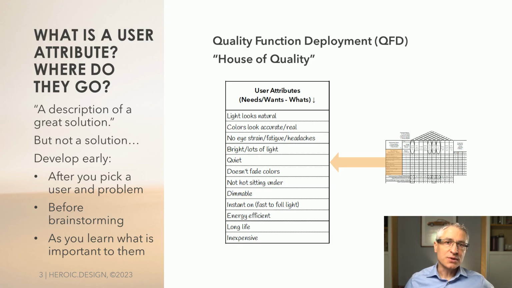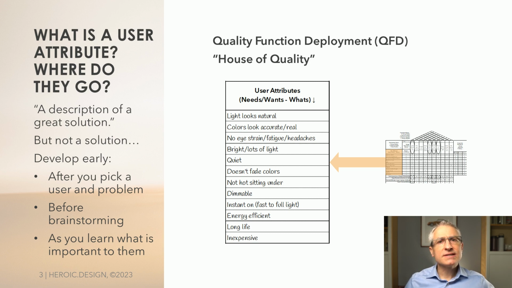A user attribute is simply a description of a great solution. It's also known as voice of customer. But the trick is to describe a great solution without describing one particular great solution. When we get to brainstorming, we describe particular solutions, but right now, the user attributes have to describe all possible great solutions. That's the difference between describing a chair as comfortable versus saying that a chair has a cushion. We'll dig into that in the next slide.